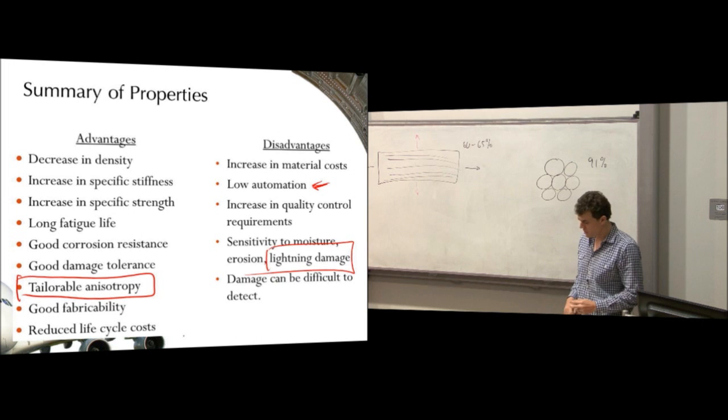And one last one, which we talked a bit about with NDI, is that damage can be difficult to detect. The types of damage that you experience in composites are different to the type of damage you experience in metals, and sometimes it can be trapped inside and you can't see it very easily. So you have to come up with techniques to capture that kind of damage.